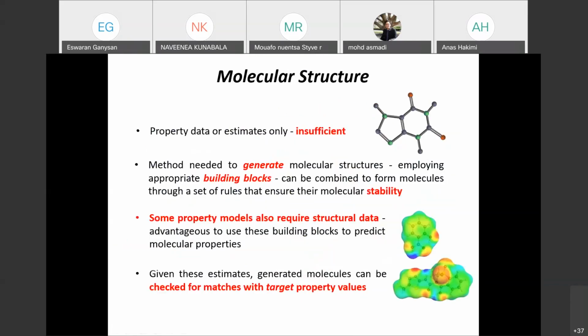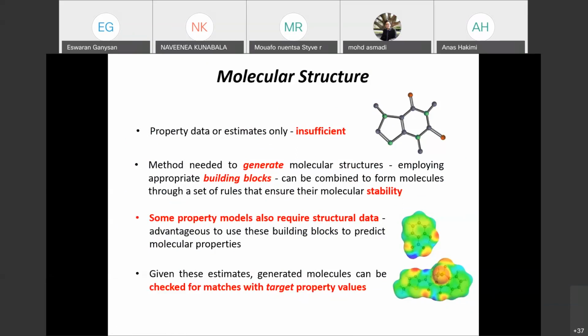So let's see the molecule structure. If property data is not available or the estimate is insufficient, what you have to do is generate the molecule structure. If you use software like ICAS, you can generate the molecule structure. You have to insert the data. It's almost similar to when you use ICAS or Aspen Plus. Some data is not available, so you have to generate it.